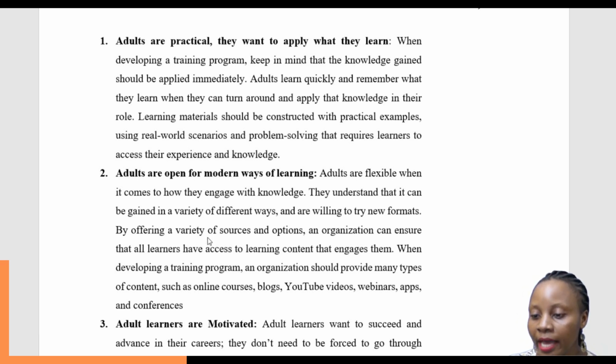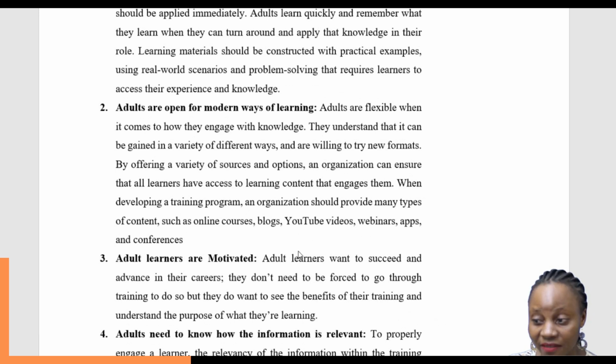And then also we have adult learners are motivated. Why are they motivated? They want to succeed and advance in their careers. So they'll always be ready and willing to concentrate and to pick up whatever it is that you deliver for them in their learning process. So that is also another principle.